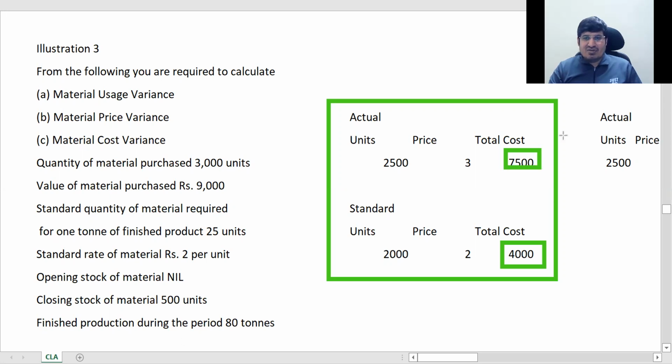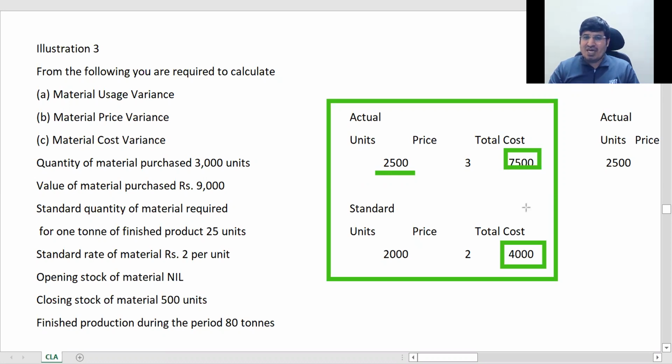Okay. And then what will be your price variance? Price variance is 2 minus 3. Actual is 1 more, right? So 1 into your actual, you multiply by actual quantity always, right? So 2500 is your price variance.